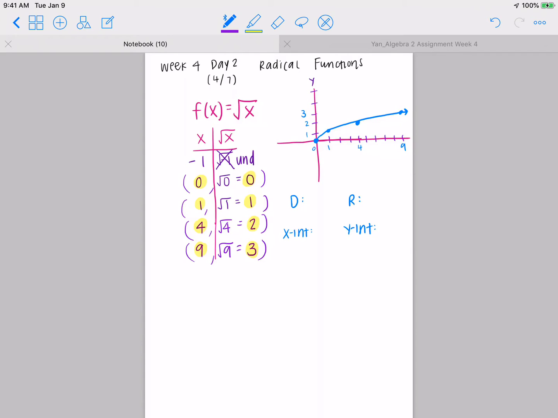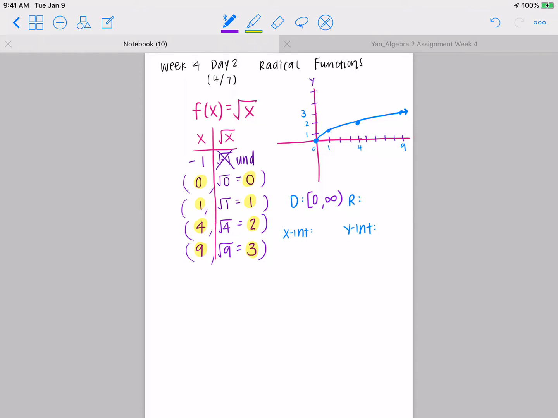For domain, remember, we're looking from left to right. If you're looking at the most left point, this graph starts at 0. We are including the 0, so we're going to use a bracket for the 0. Do we know how far right it goes? It doesn't stop at 9, it just goes all the way. So we don't know where it ends, so we end it at infinity. Infinity is not a specific number, so we don't know when it ends. That's why we use parentheses.